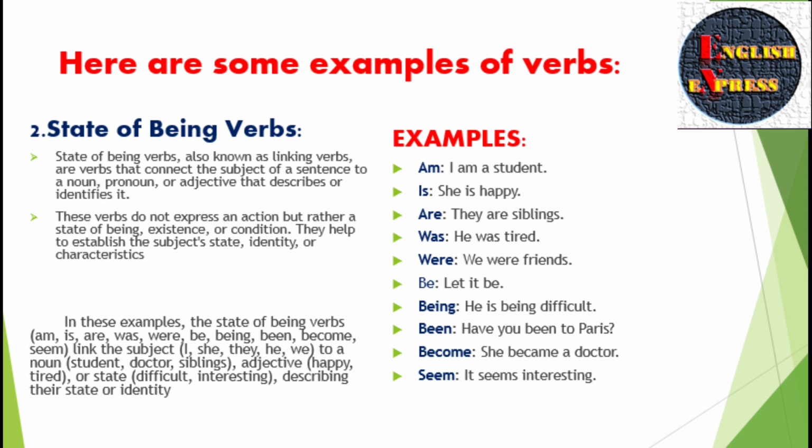State of being verbs, also known as linking verbs, are verbs that connect the subject of a sentence to a noun, pronoun, or adjective that describes or identifies it. These verbs do not express an action but rather a state of being, existence, or condition. They help to establish the subject's state, identity, or characteristics. For example, am, is, or was, and so on.